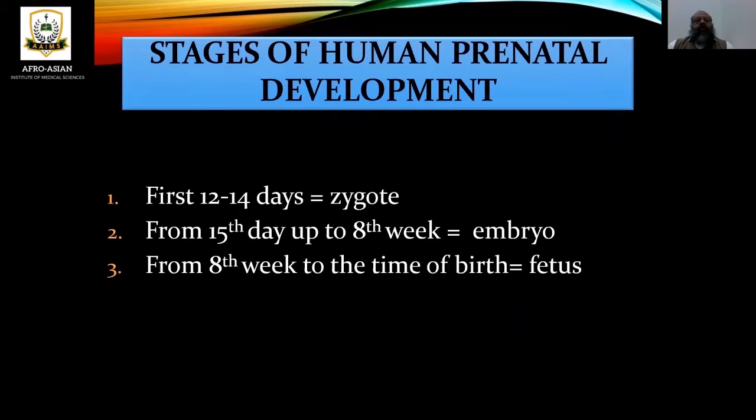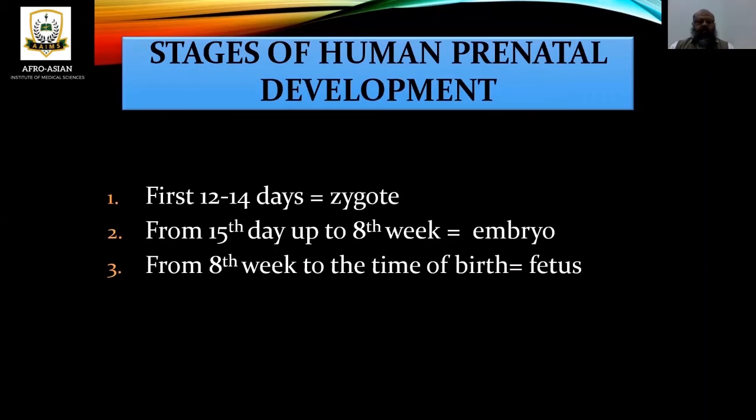For background, we need to know that there are stages of human perinatal development. The first 12 to 14 days is the stage of zygote. From the 15th day up to the 8th week is the embryo. And from the 8th week and 1 day to the time of birth, the embryo is named as fetus.